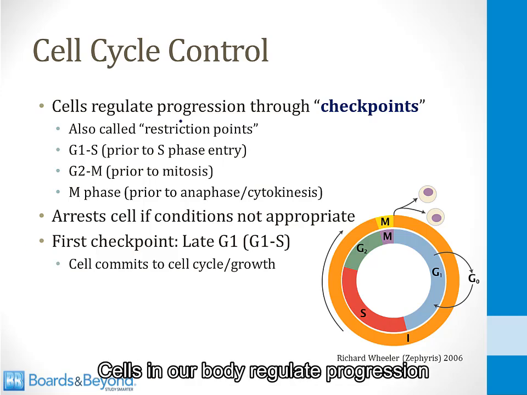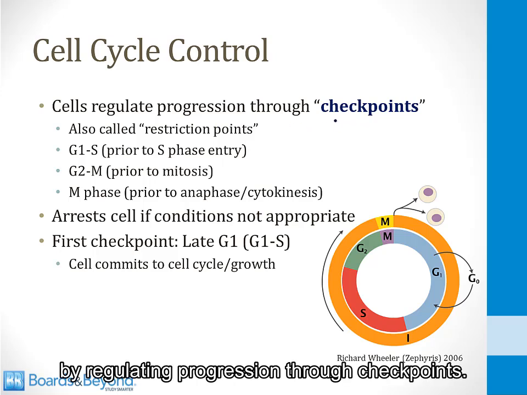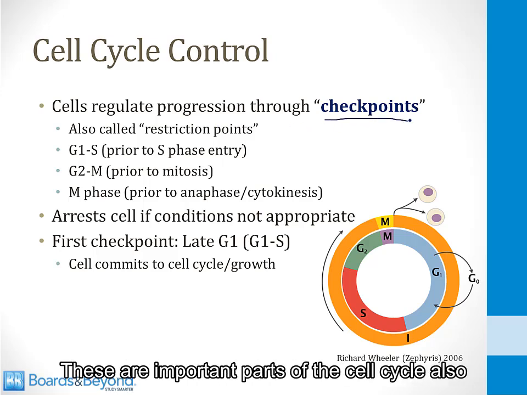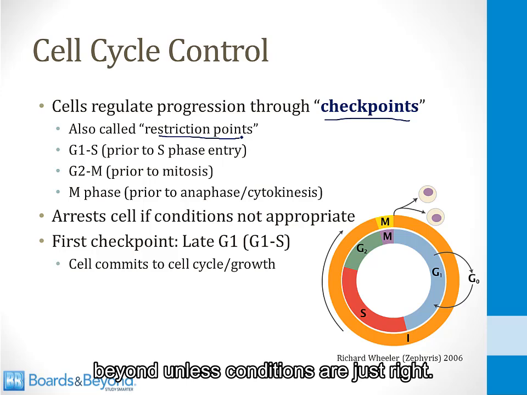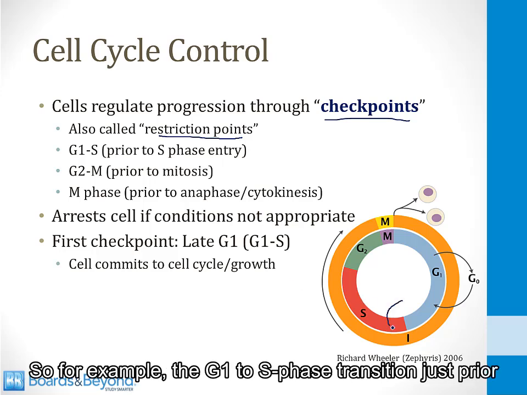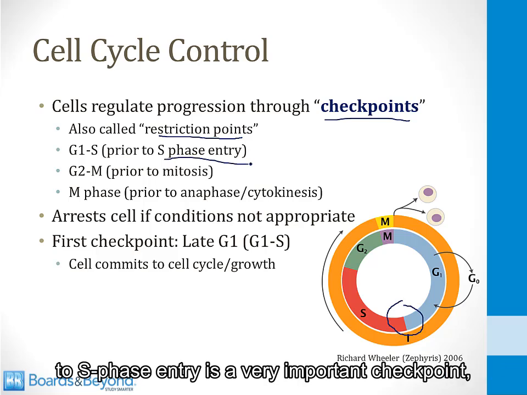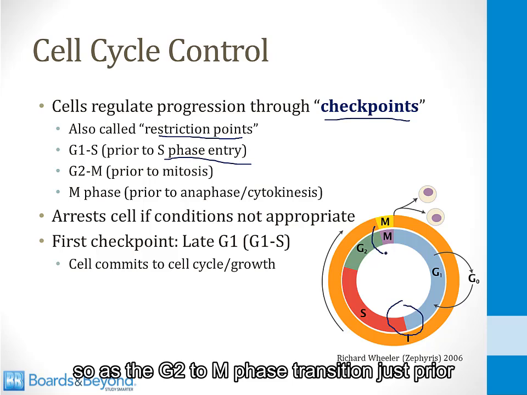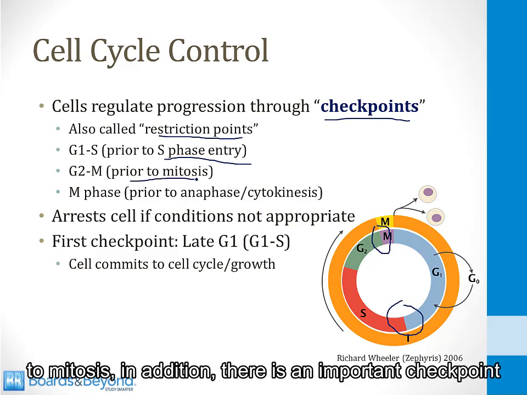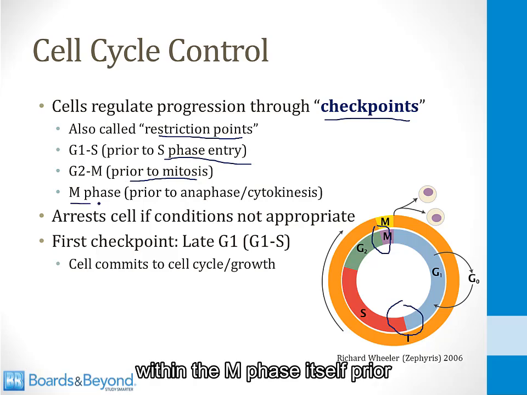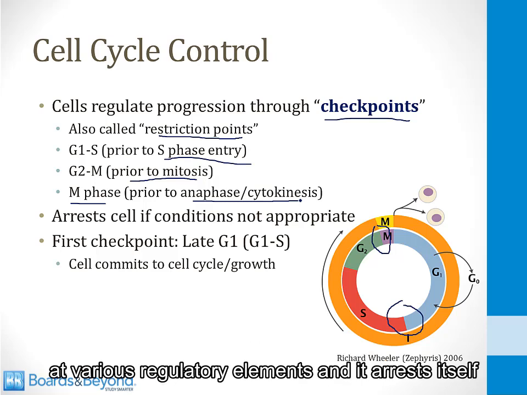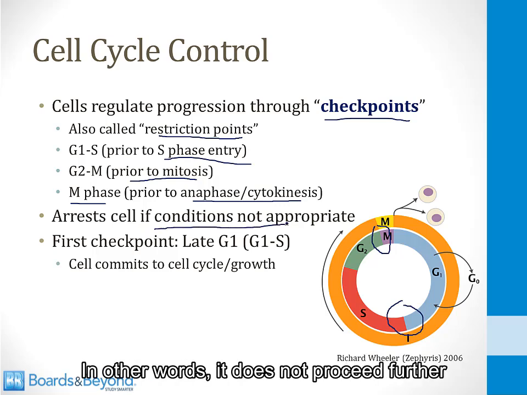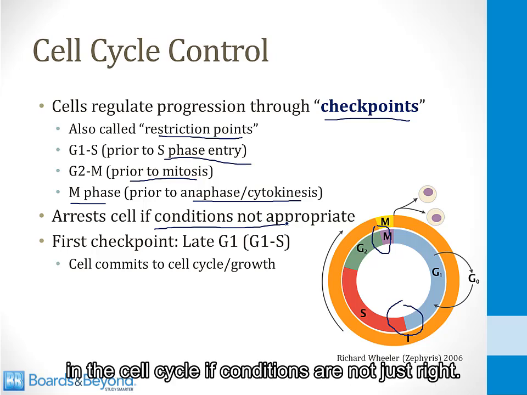Cells in our body regulate progression through the cell cycle by regulating progression through checkpoints. These are important parts of the cell cycle, also called restriction points, that the cell does not move beyond unless conditions are just right. So for example, the G1 to S phase transition just prior to S phase entry is a very important checkpoint. So is the G2 to M phase transition just prior to mitosis. In addition, there is an important checkpoint within the M phase itself prior to anaphase and cytokinesis. And what the cell does is look at various regulatory elements, and it arrests itself if conditions are not appropriate. In other words, it does not proceed further in the cell cycle if conditions are not just right.